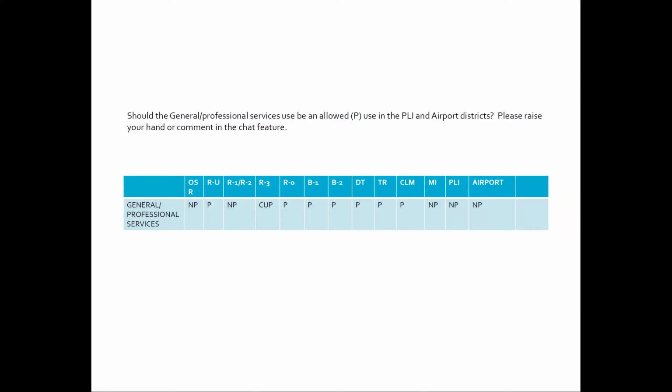So to kind of further restate my question, why is the proposal for not permitted in the PLI and airport? Why is that the proposal? What are the pros and cons? I think the reason it was put that way was because general professional services, let me double check. The categories that particular use was permitted were the uses that were put on the chart.